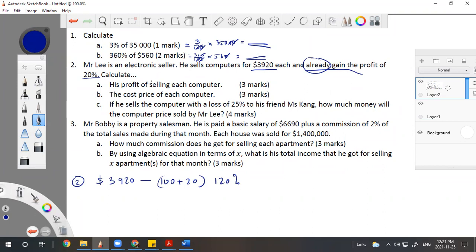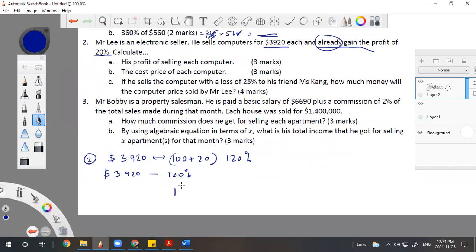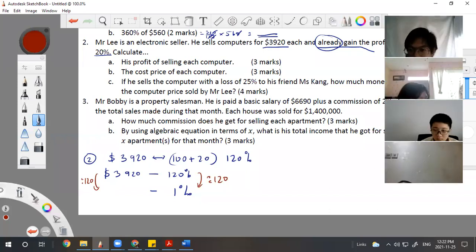Calculate his profit. Okay, what is the profit? 20. So before you do everything, simplify. Remember what you have to do? Make it 1 first. Divide by 120, right? So 3,920 divided by 120 is how much? Guys, come on. Anyone can answer. You divide by 120. Come on, how much, guys? Anyone can answer. 3,920 divide by 120. Anyone unmute? Tell me.